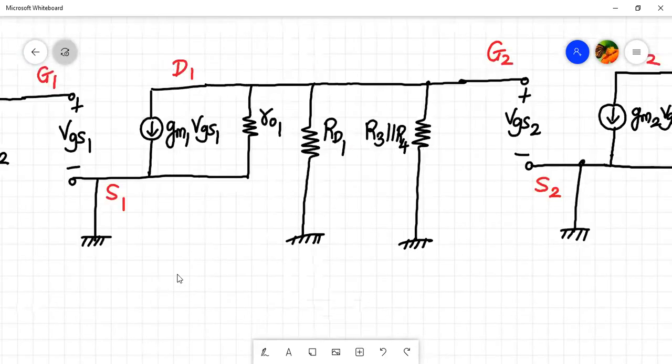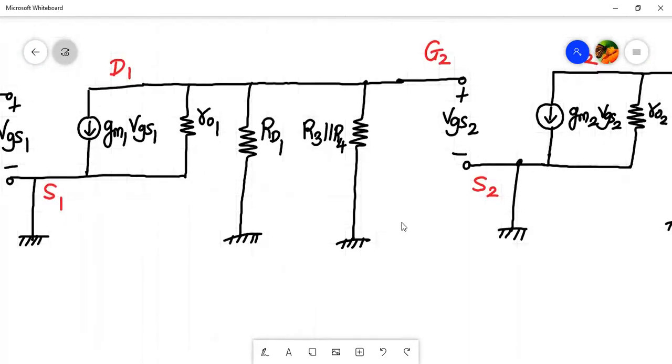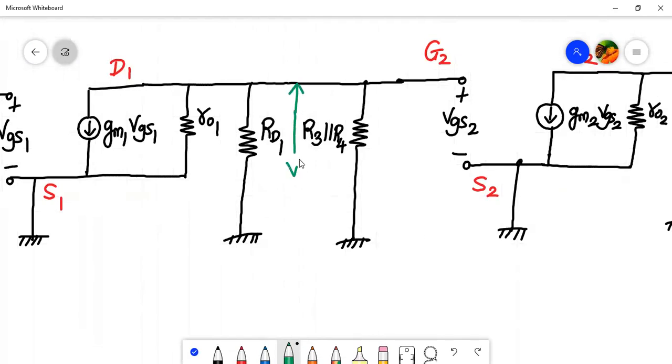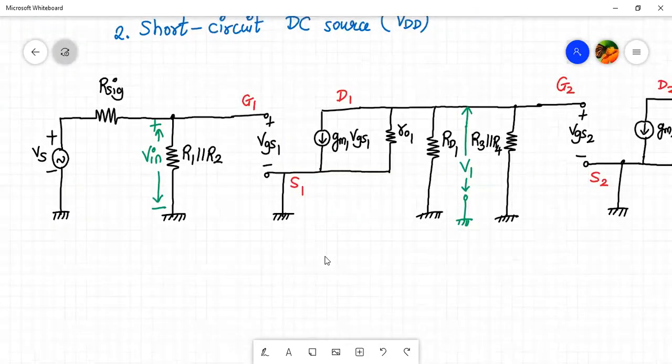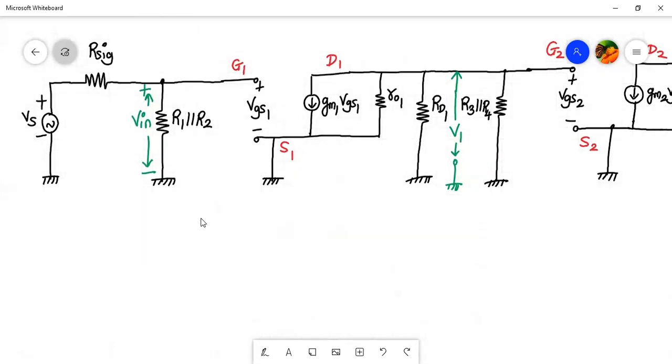Then I will also be marking, at the output of the first stage, that is RD1, a voltage which is called V1. Okay. So we can have a voltage V1 over here. So V1 is the output of the first stage, but input to the second stage, right? And finally, we will be calculating the voltage gain now. So the voltage gain of the first stage, we will calculate in this manner, right?